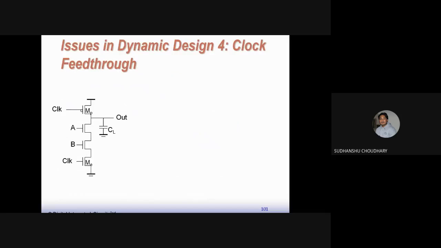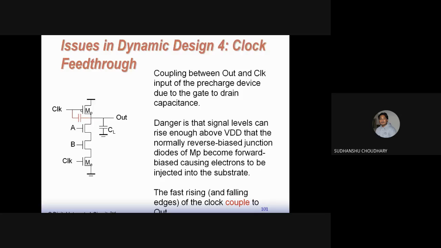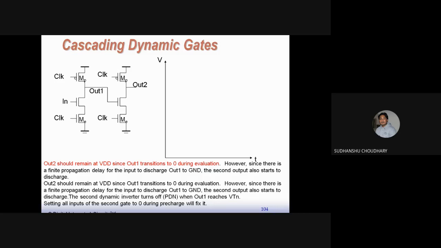Maybe I'll show you an example of dynamic gates. For example, here. So this is a dynamic gate, where the pull down network is being implemented by these two NMOS. And apart from these two NMOS, you have two extra MOSFETs, one is PMOS and one is NMOS. And to both of these MOSFETs you feed the clock into the gate terminals. So that was the dynamic gate. So now the problem is with cascading of these dynamic gates.